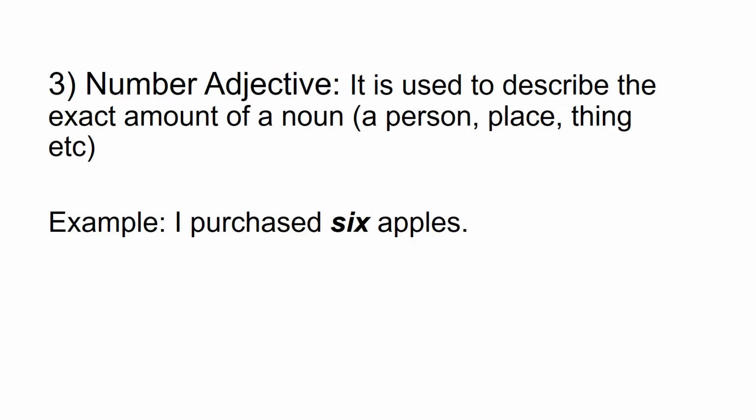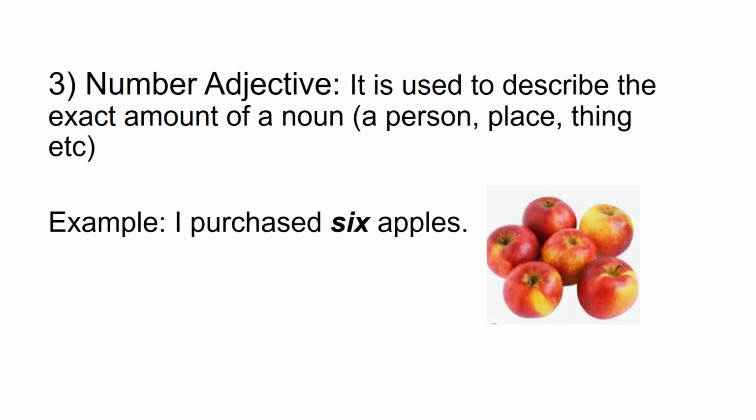Next one, number adjective. It is used to describe the exact amount of a noun. Example, I purchased 6 pencils. So, it is clear that the pencils purchased are 6. So, the number is exact. It's very clear. This is number adjective.